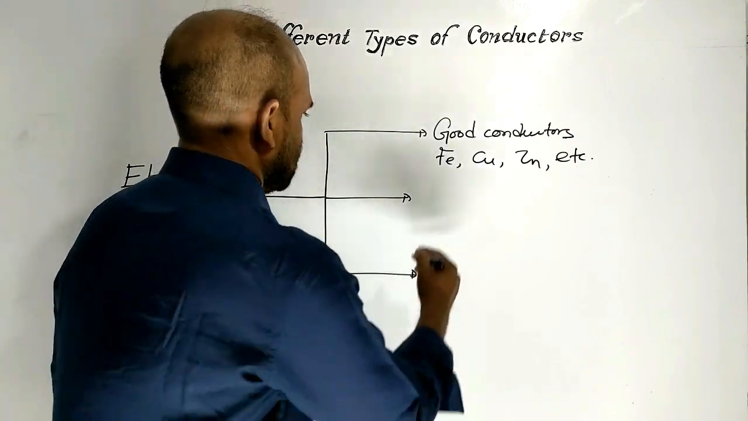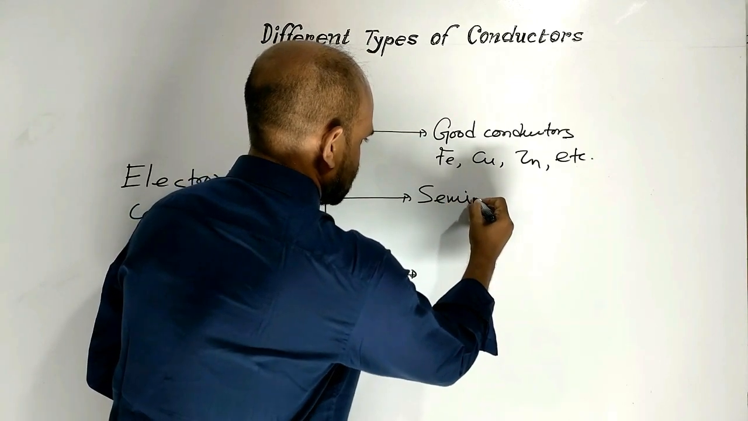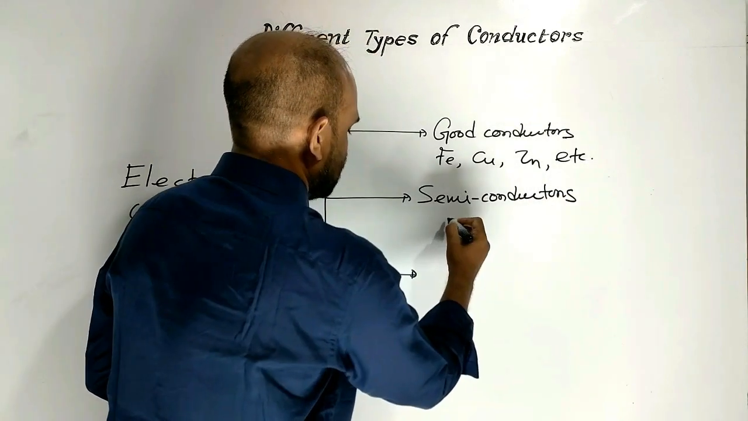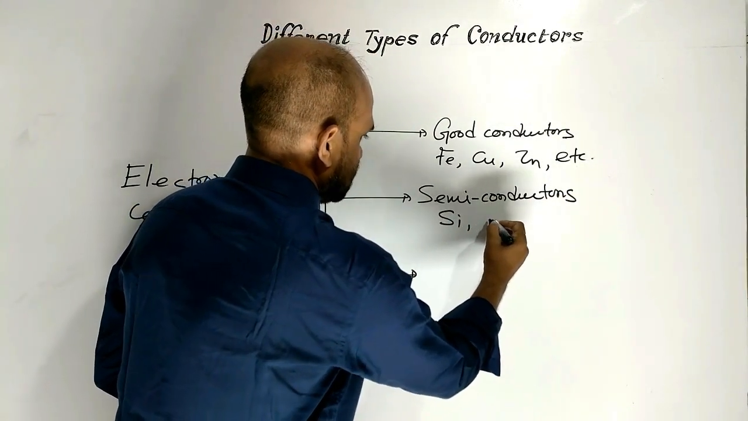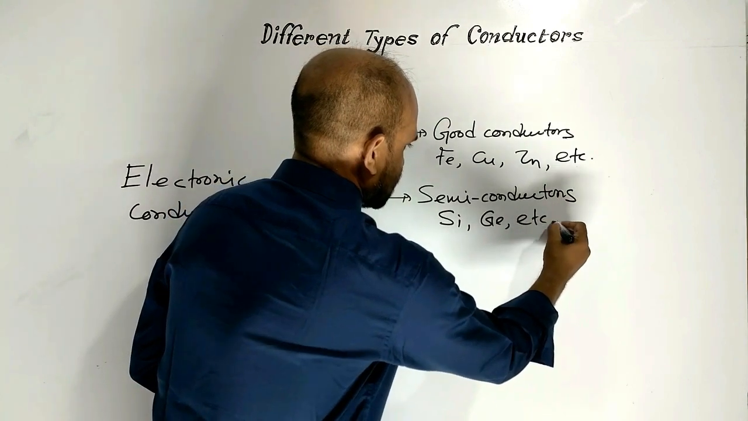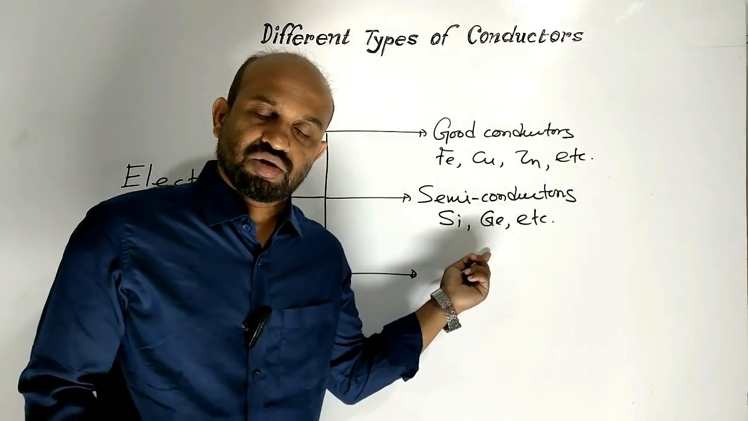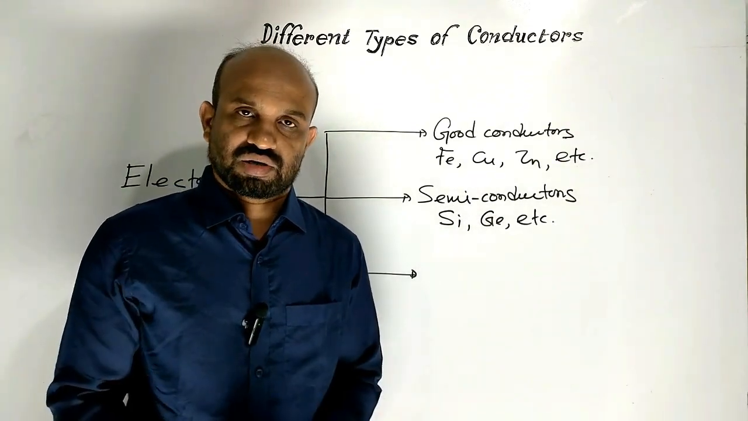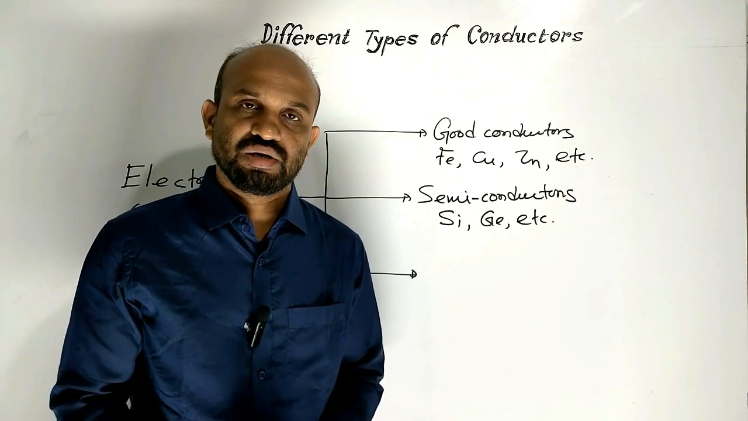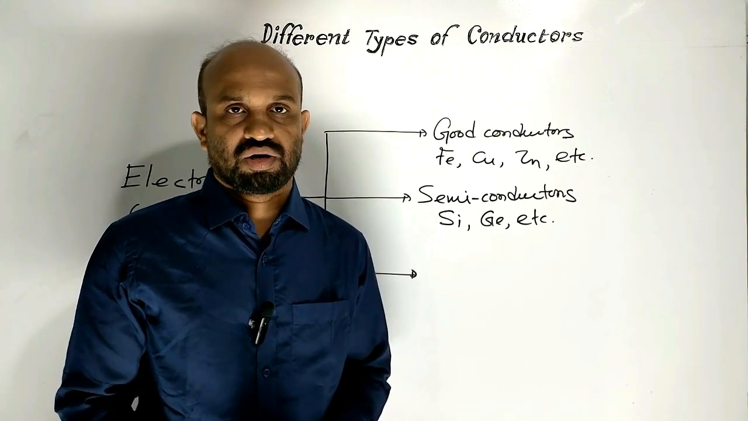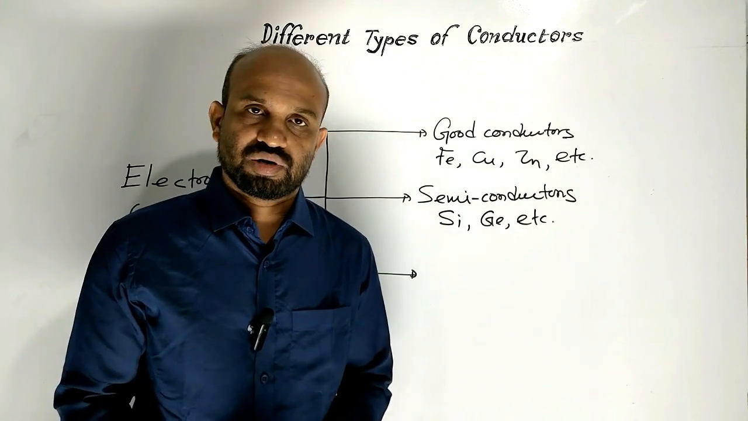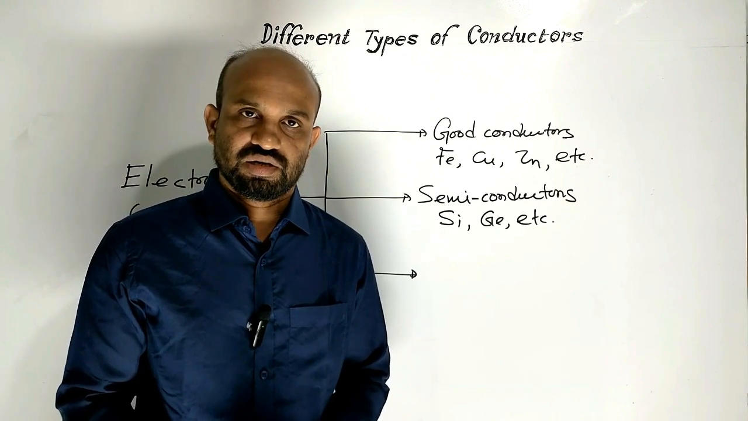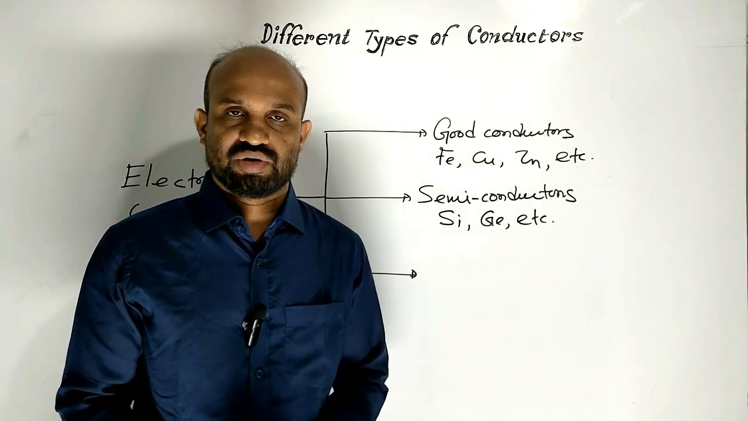Next, semiconductors. For example, silicon, germanium, etc. The elements of column 14 in the periodic table are known as semiconductors. The conductors having properties of both conductors and non-conductors are known as semiconductors. Semiconductors cannot conduct electricity properly or easily. Those conductors are known as semiconductors.